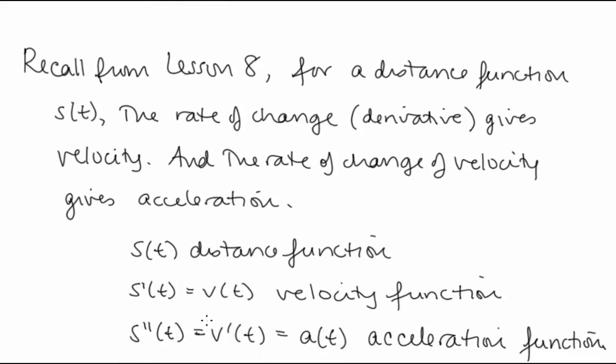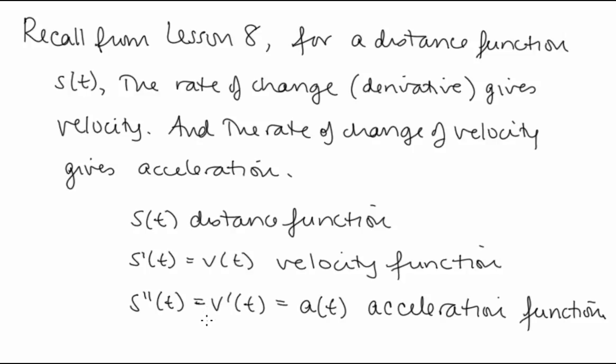Now let's talk about distance, velocity, and acceleration. Recall from lesson 8, for a distance function s of t, the rate of change, or the derivative, gives the velocity. And also we have that the rate of change of velocity gives acceleration. So when we have a distance function s of t, its derivative s prime of t, which sometimes we write as v of t, that's the velocity function. And s double prime of t, or v prime of t, or a of t, that's the acceleration function.